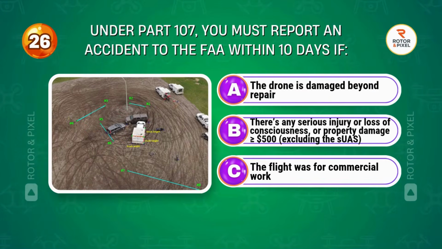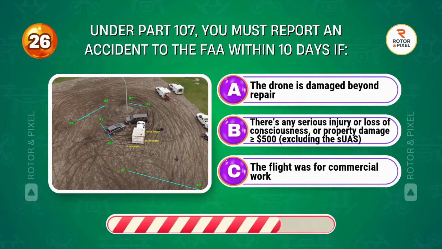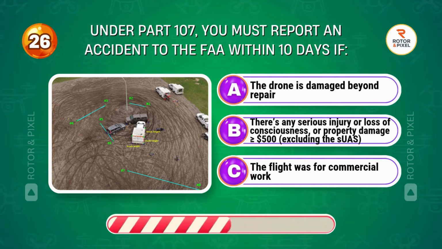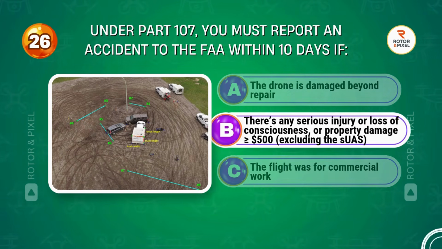Under Part 107, you must report an accident to the FAA within 10 days if... Answer B. There's any serious injury or loss of consciousness, or property damage greater than or equal to $500, excluding the sUAS.